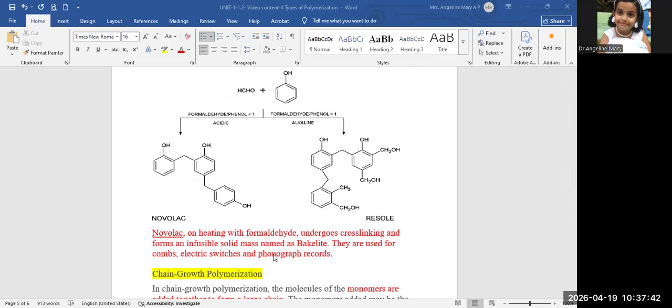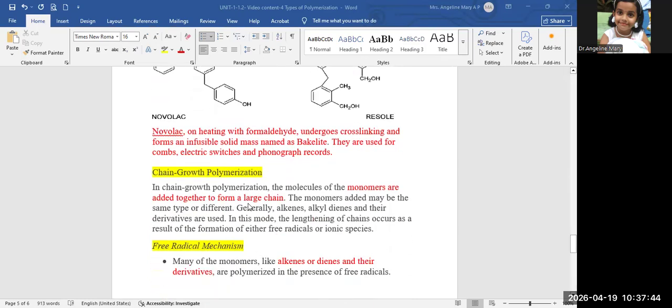Okay, so the next one is chain growth polymerization. The first one we saw was step growth polymerization. The second important one is chain growth polymerization. In chain growth polymerization, the molecules of the monomer are added together to form a larger chain. So the product is formed stepwise, and chain formation occurs. The monomers added may be of the same type or of different types.